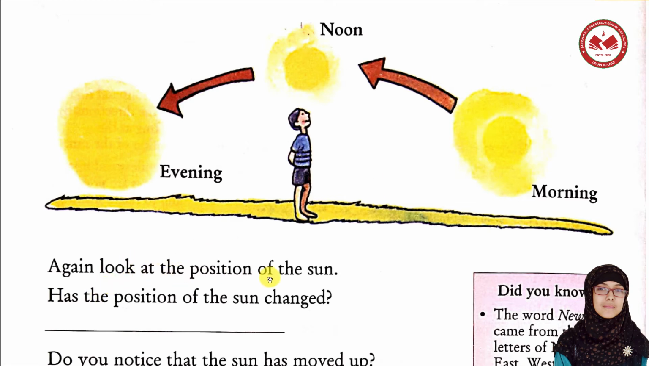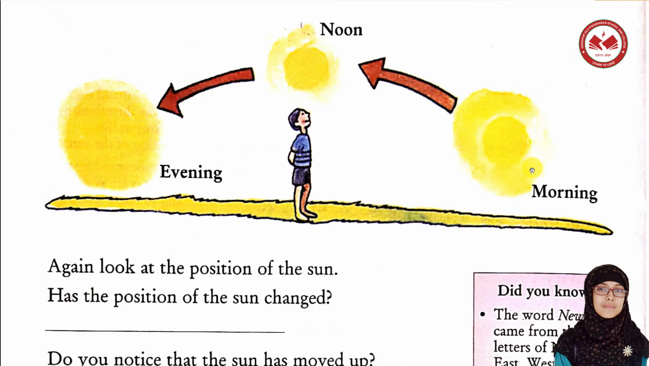Again look at the position of the sun. Has the position of the sun changed? So এবার আমরা কিছুক্ষণ পর সেই সিমিলার জায়গায় আবার আসবো। ধরো you went there in the morning and next time you go there at noon, okay? And next time you go there at noon and then you see that the position of the sun has changed slowly, right? Exactly, because in the morning the sun was in front of you.